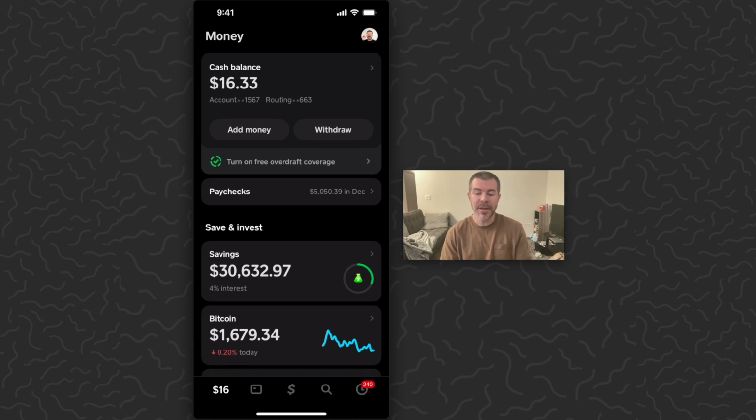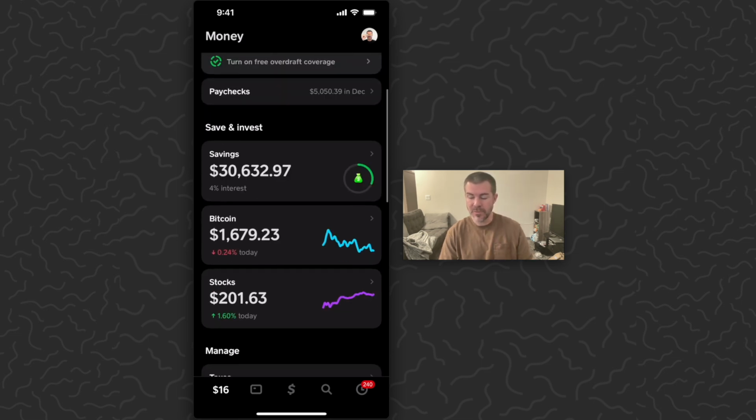Then at the top, you're going to have a cash balance. This is your cash or money within the app. You can tap add money to add money from your bank account, or you can tap withdraw to withdraw this money to your bank account. So this at the top is the back and forth to your bank account. Once you have money in here, you can use it on Cash App.